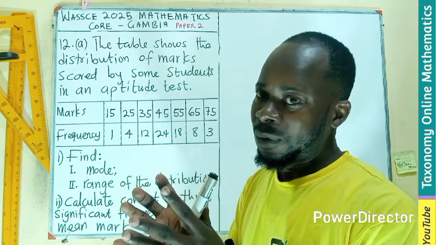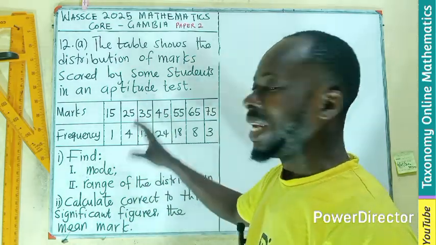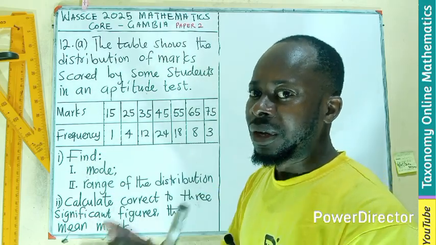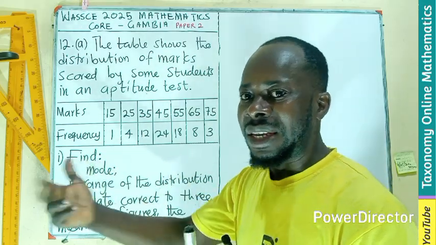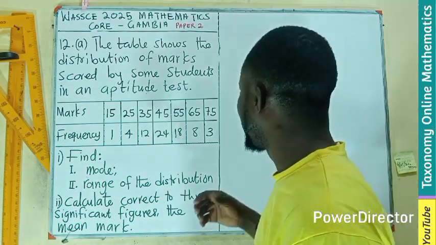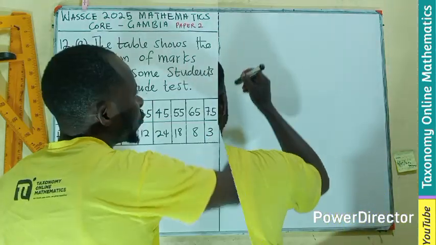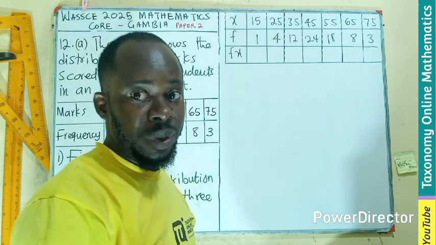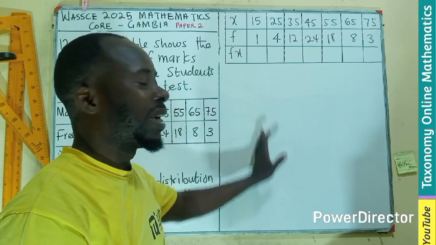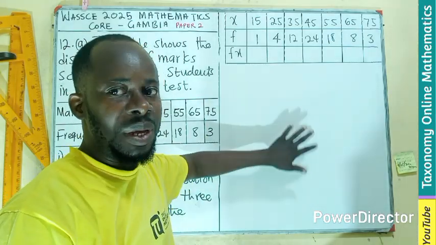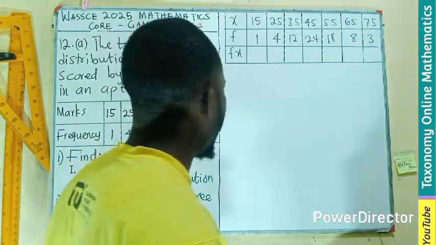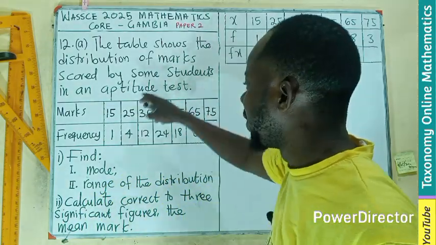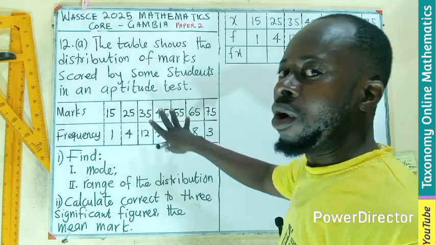We can also solve the mean without drawing the table, but I prefer to draw the table as a form of putting all data together, then I find the fx and the sigma f. So let's draw the table and see. You can also draw it vertically, but I want to conserve space to accommodate all I need. The x represents the marks, then the f represents the frequency.